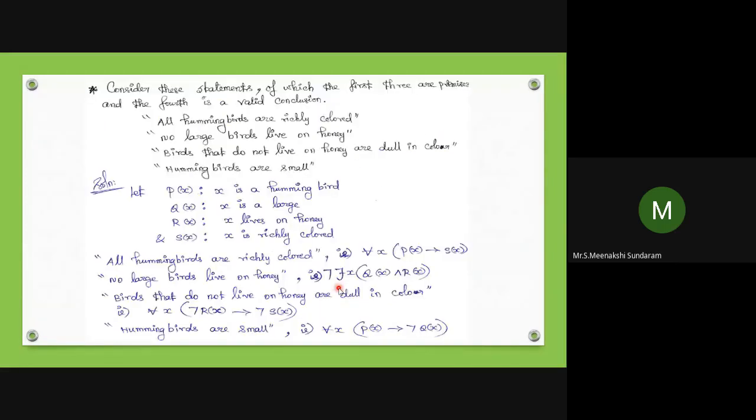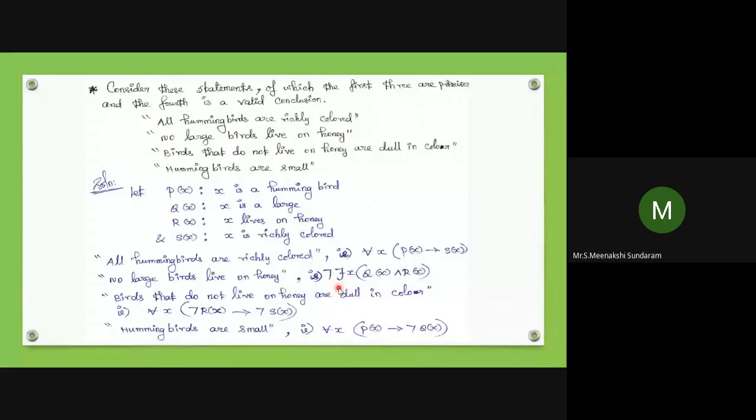One more example. Consider these statements, of which the first three are premises and the fourth is a valid conclusion. Sometimes they are given in word form, and I can convert it to symbolic mathematical form. All hummingbirds are richly colored. No large birds live on honey. Birds that do not live on honey are dull in color. Hummingbirds are small. There are four statements.